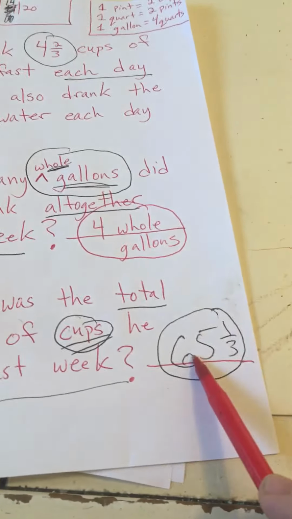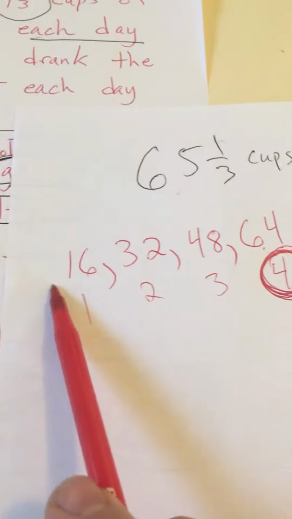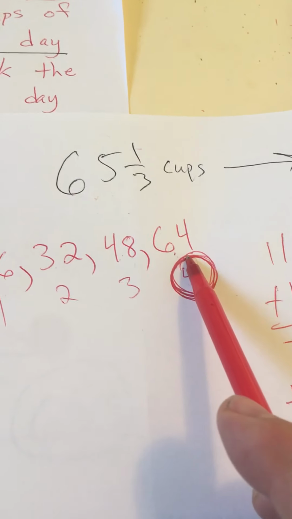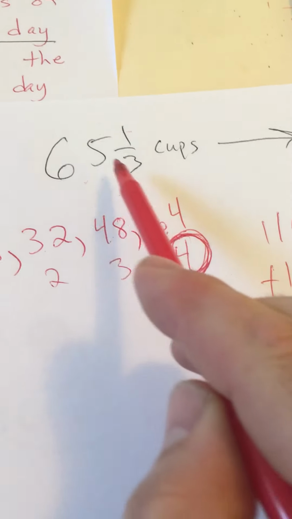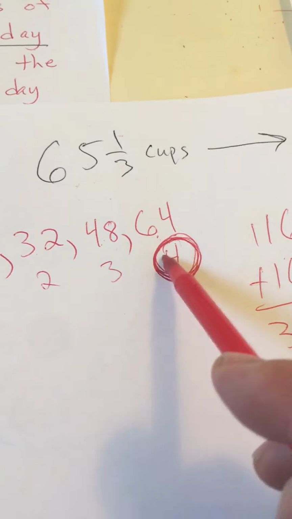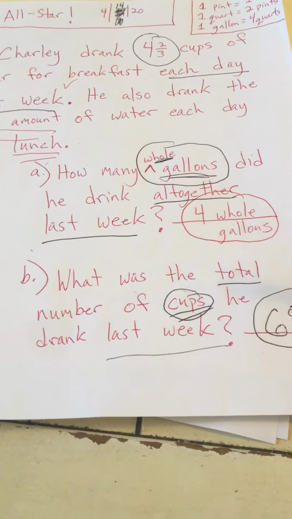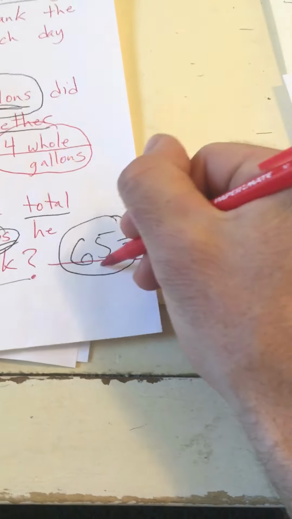So we found out 65 1/3 cups. Then we found out using this model that there are 16 cups in every gallon. So we counted by 16s to see how many gallons he drank, and it had to be a whole gallon. Even though we have an extra 1 1/3 cups, that doesn't make a whole gallon. So the answer for part A was 4 whole gallons, and the answer for part B was 65 1/3 cups.